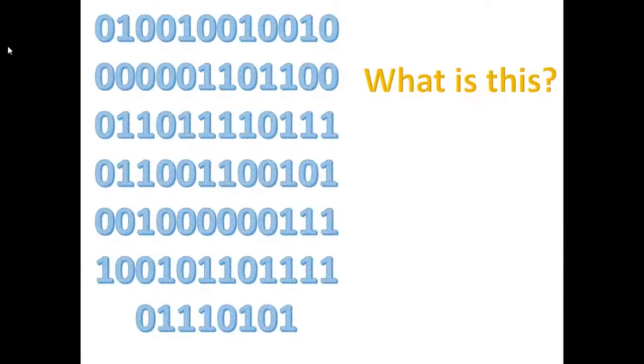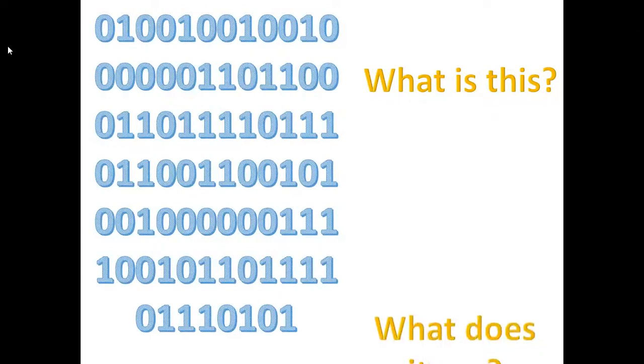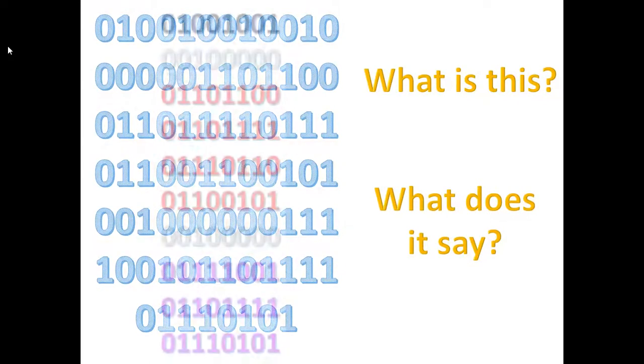What is this? Some people tell me it's zeros and ones. Some people tell me it's a string of numbers, but it is actually binary code. Binary means two. There are two options here, a 0 or a 1. The zeros are representing my offs and the ones are representing my ons. But this actually says something.